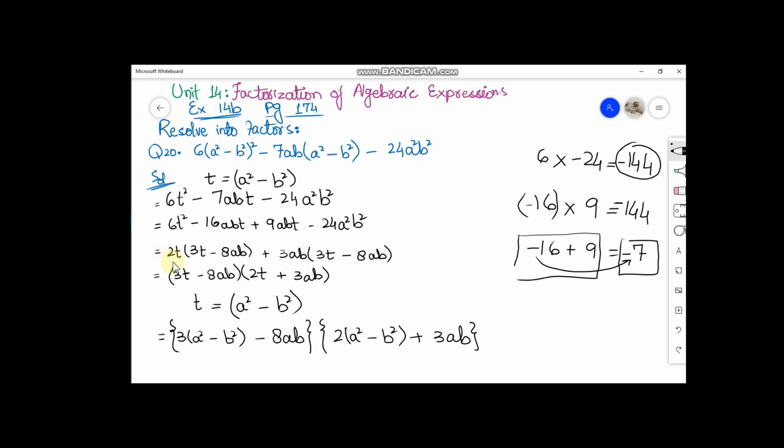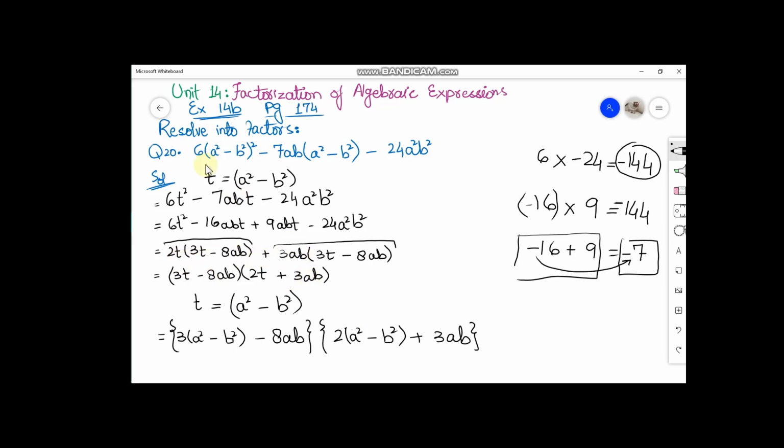Now you can see that we have two terms in our question. Now the solution contains only two terms. What are the two terms? Term 1 and term 2. What are the common things in these two terms? We can see the bracket is common, so the bracket is common, and 2t plus 3ab is remaining.